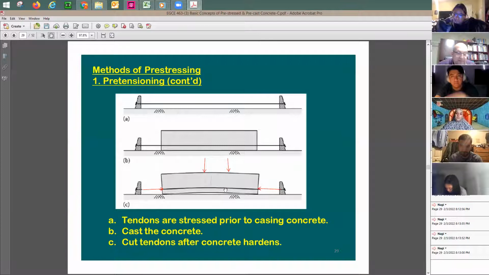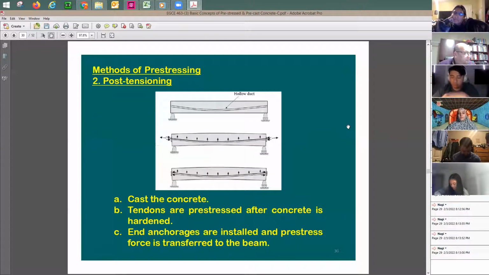And this usually happens 2-3 days after you cast the concrete. As they say here, the precaster says that usually we do it in like 12 hours. 12 hours means that you need to provide maybe strong means for the hydration of the concrete, for the curing, you know. Yeah. Now, the other method is called post-tension. Post-tension usually happens in concrete slabs of buildings and in bridges.